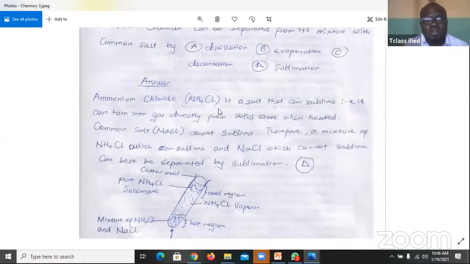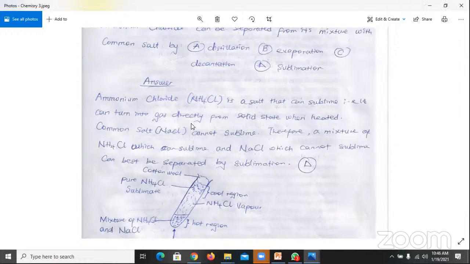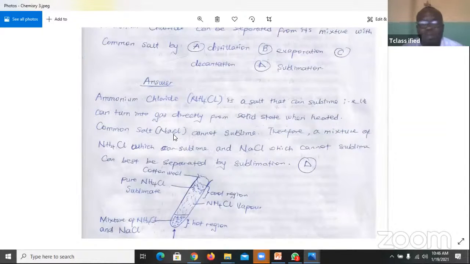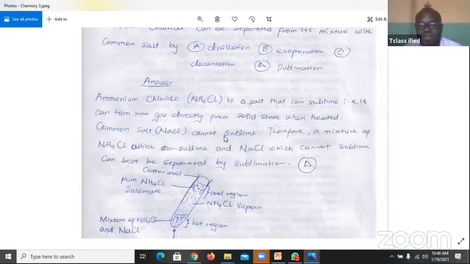Now we look at ammonium chloride. It is a salt that can sublime, so it can turn into gas directly. I said before that when you hear the word sublime, it simply means solid to gas. A solid that can move straight from solid to gas whenever you heat or even at normal temperature. Now, common salt, which is sodium chloride, cannot sublime. We all know sodium chloride, the salt we use in the house. We know that it can dissolve in water because we use it to cook, but it cannot sublime.